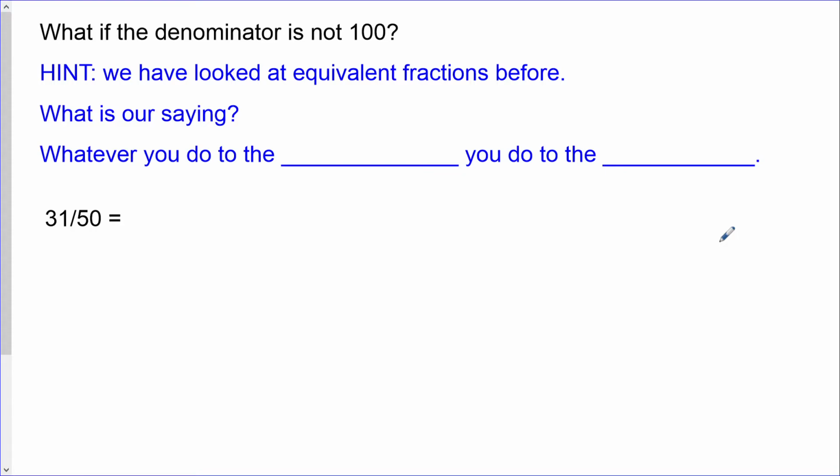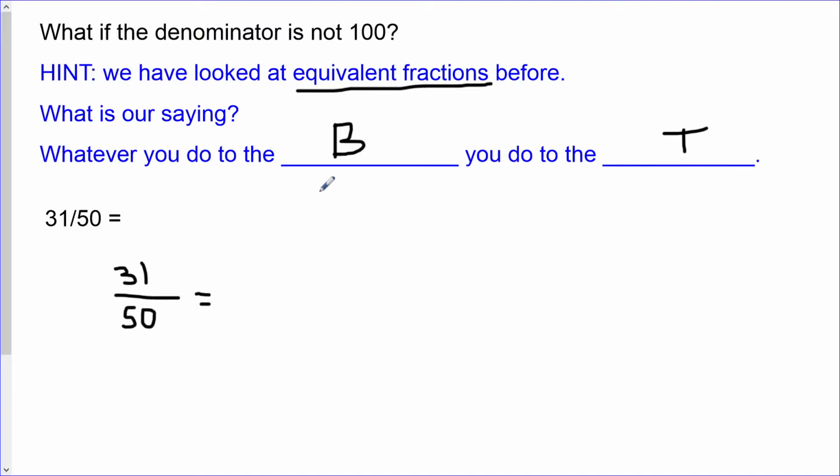So, what if the denominator is not 100 then? This is where we get a little bit trickier, because we can see in this fraction here, my denominator is not 100. My denominator is 50. However, when we did our fractions unit just before we broke up at Christmas, we looked at how to find something called equivalent fractions. So basically, fractions that have a different denominator, which are exactly the same value, they're equal to each other. So what is our saying? Whatever you do to the bottom, you do to the top.